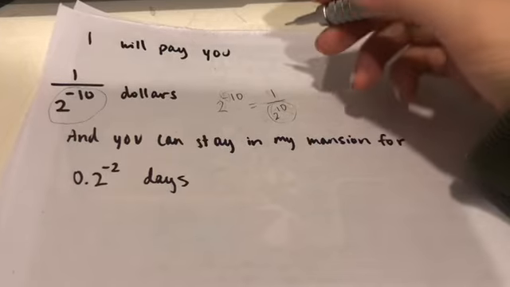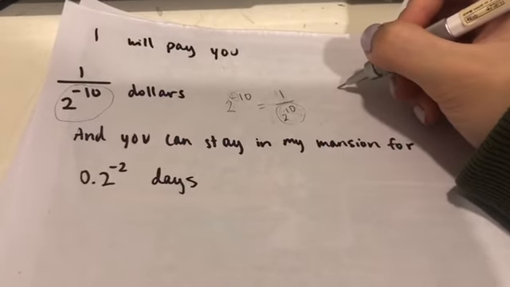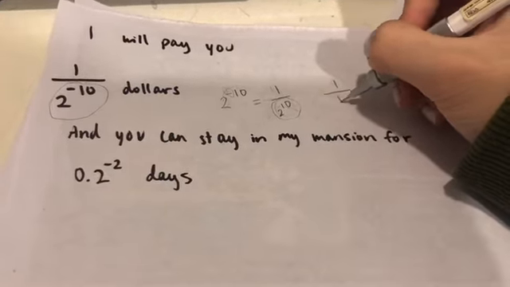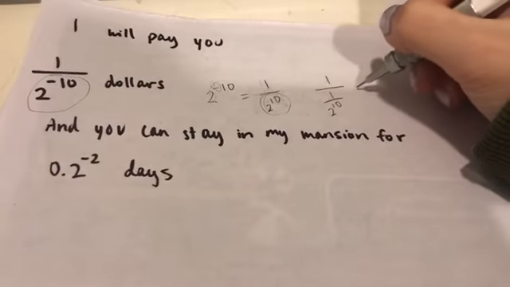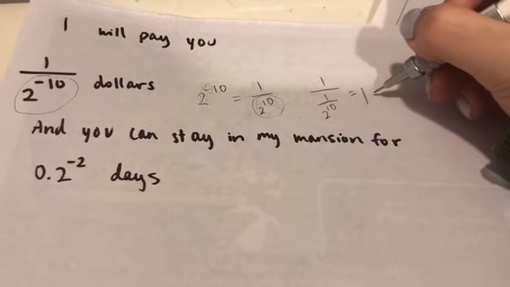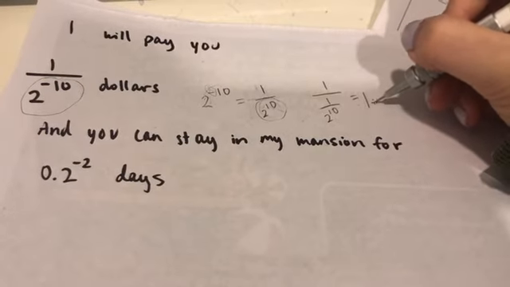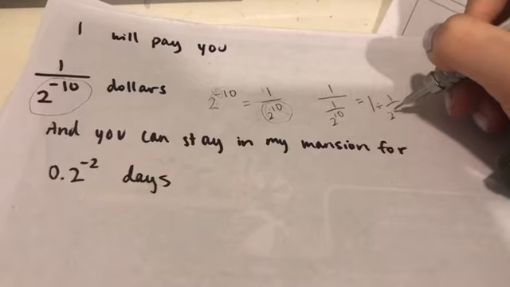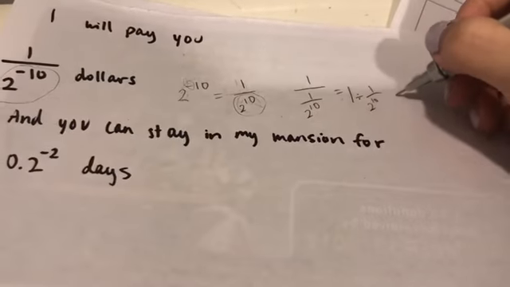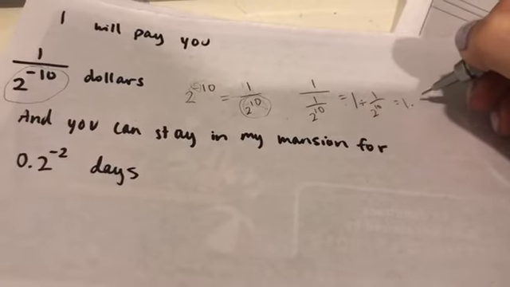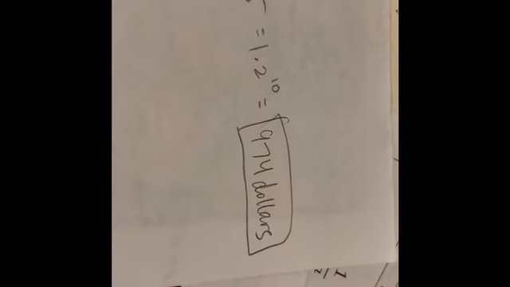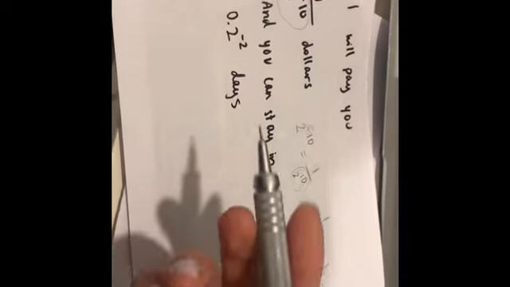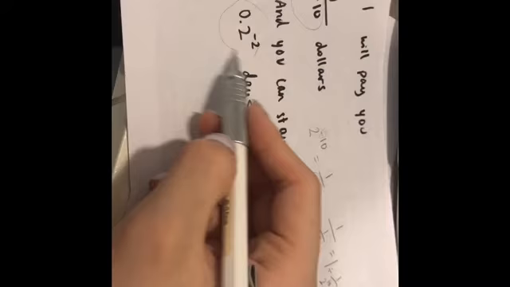So in order to solve the problem, 1 divided by 1 over 2 to the power of 10 is the problem, which equals 1 times 2 to the power of 10, which equals $974. If you want to figure out how many days you can stay at your boss's mansion for, then you can stay for this many days.